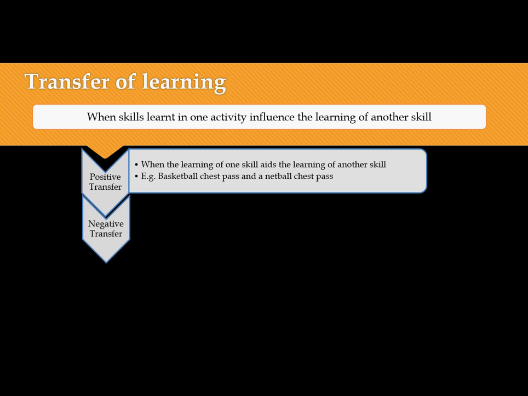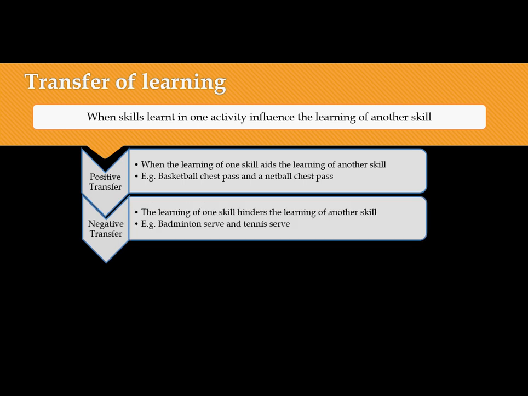However, you've got to be careful with negative transfer. So the learning of one skill might hinder the learning of another. So if you've previously played badminton and you served in badminton underarm, when you come to play tennis, there is a risk that you might transfer the negative serve to serve underarm in tennis, which the better serve would be to serve overarm. A common example is when you've got basketballers learn to dribble with the ball, go to play netball and perform footwork errors.